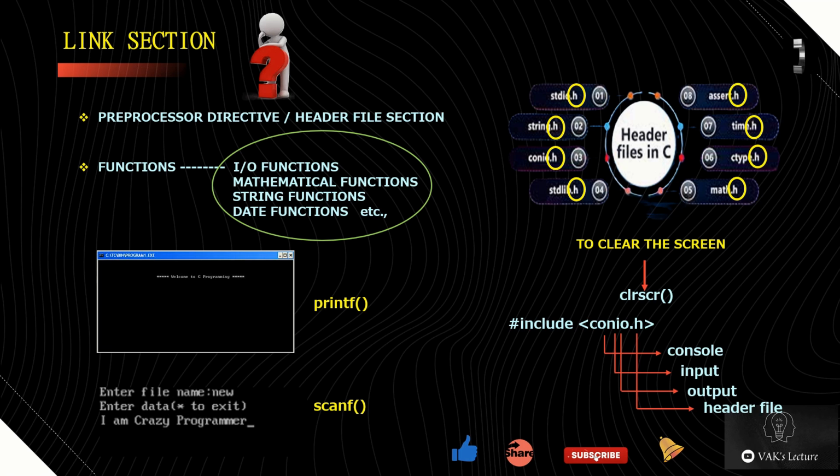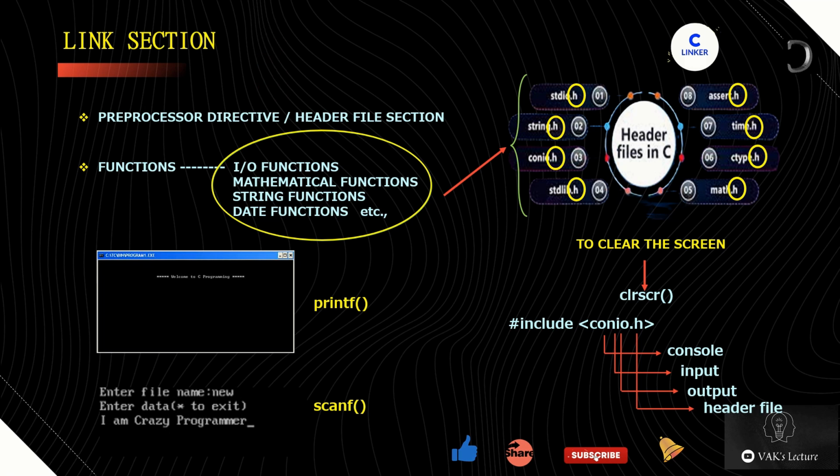So if we want to access or use built-in functions in our program, then we have to include the corresponding header files. While we are executing the program, the linker checks whether the corresponding header files are included or not. Otherwise, it shows the error message. And this section is mandatory. So this is about the link section.